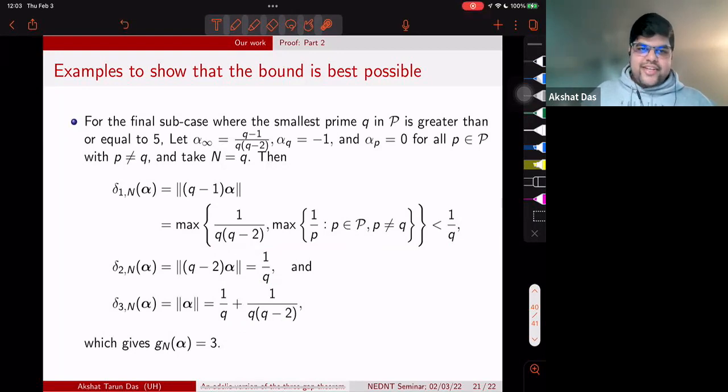So again, in this particular case, the little g and alpha function is equal to 3. At this point, I think I should say that all the subcases that we have are exhaustive. We have covered all possible cases of what the set of primes P can be, and for all such cases, we have given an example where the little g and alpha function takes the value 3. So this completes the second part of the proof that this is the best possible bound and it is always attained in any given scenario.